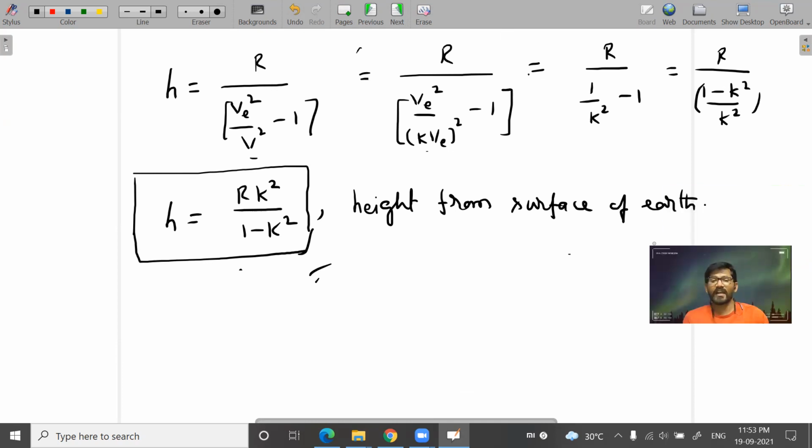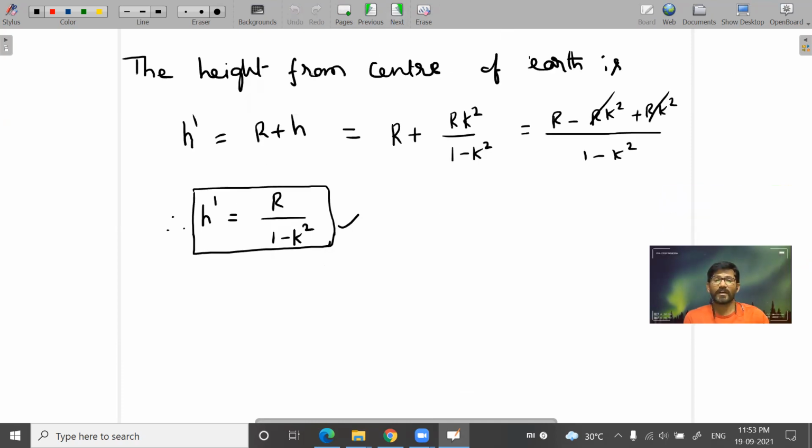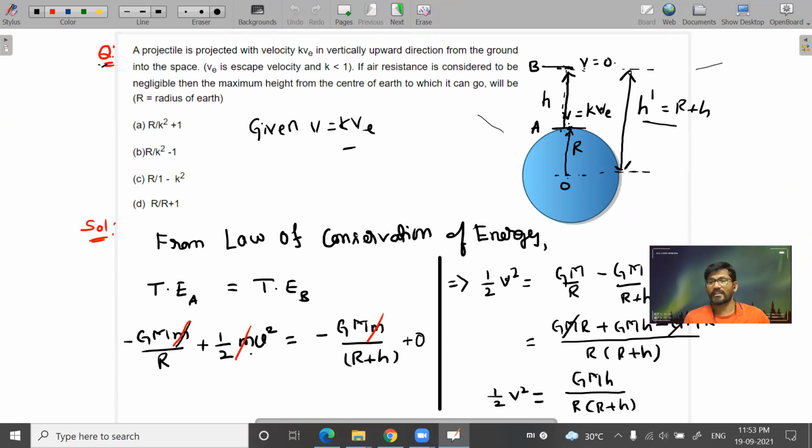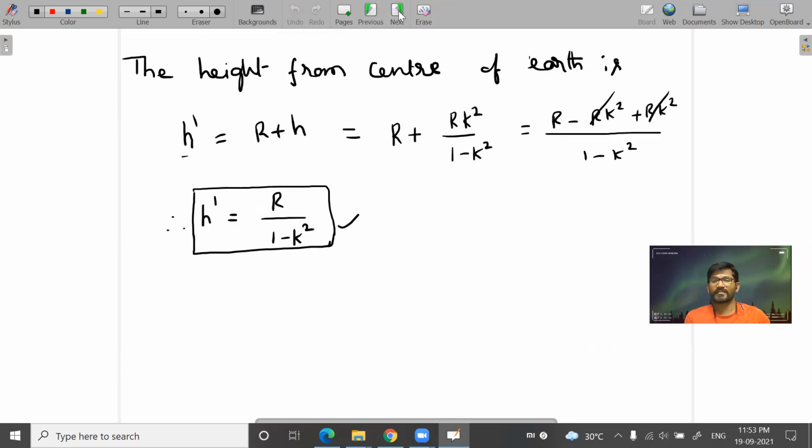But we want the height from the center of Earth. If you observe in the diagram, the height from the center of Earth can be taken as H dash is equal to R plus H. H you have got, now the entire height can be taken as R plus H. So the height from the center of Earth is H dash equal to R plus H.